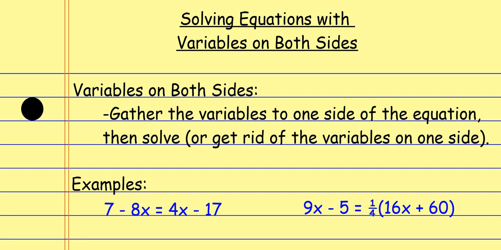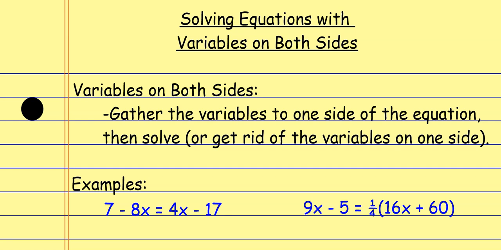Hi there, folks. Today we're looking at solving equations with variables on both sides. And really, this is the same as what we've been doing, except we have to get the variables in one spot first, okay? There's two ways you can think about this. If there's variables on both sides, we want to gather all the variables to one side of the equation and then solve, all right?